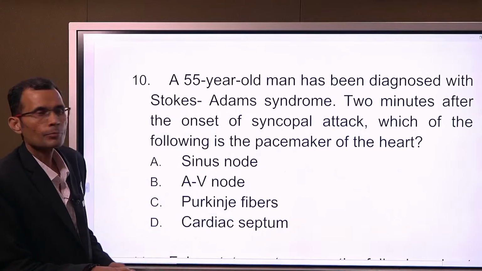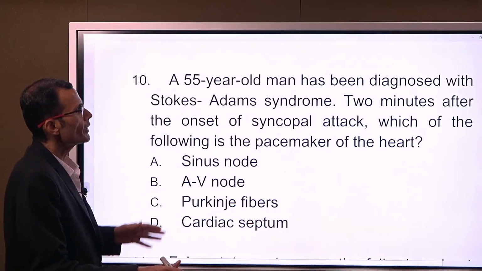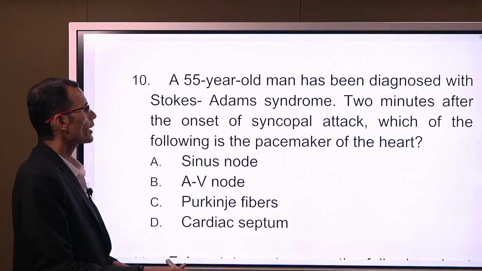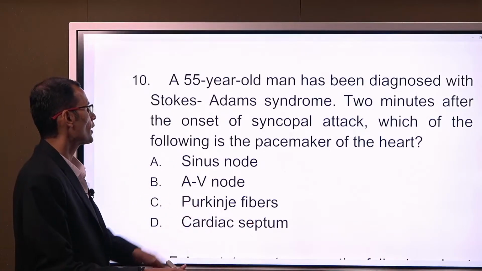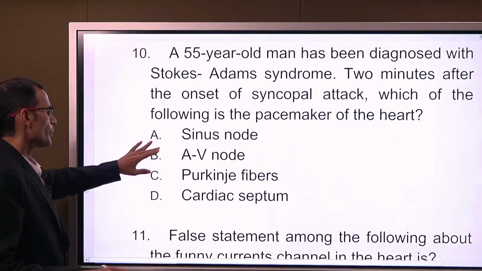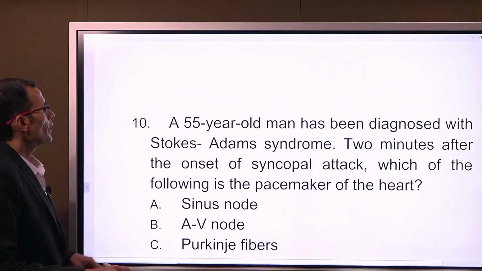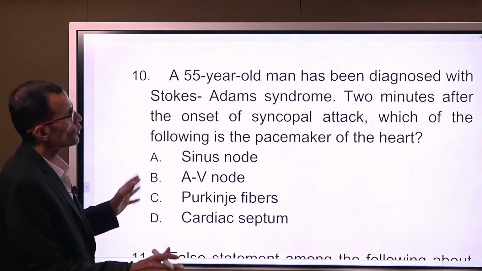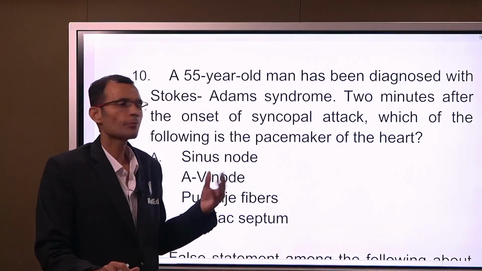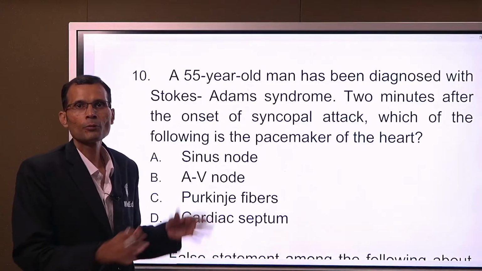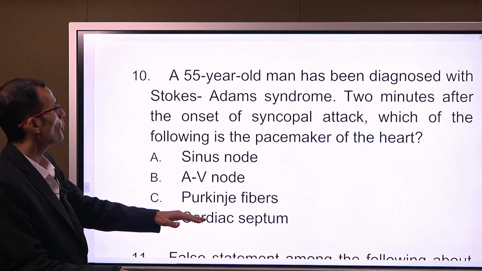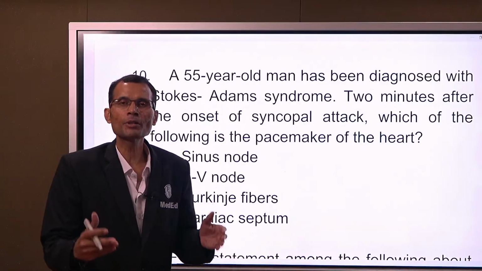This is again similar. A 55-year-old man has been diagnosed with Stokes-Adams syndrome. Two minutes after the onset of a syncopal attack, which of the following is the pacemaker of the heart? SA node, AV node, Purkinje fibers, or cardiac septum. So, look, a 55-year-old man diagnosed with that, this is all just to tangle you. It will just confuse you. The main thing is, after the syncope, which part will become the pacemaker?